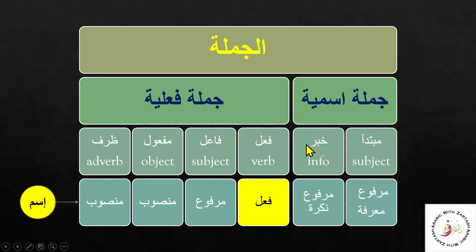All these fragments or parts of Jumla Ismiya and Fi'liya are all ism, while this fi'l is the verb, the action. Otherwise, all these Mubtada, Khabar, Fa'il, Maf'ul are all ism.